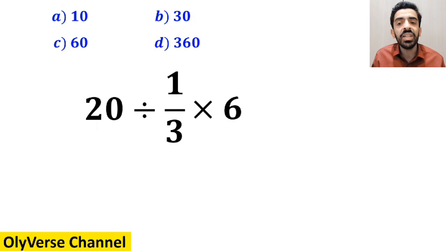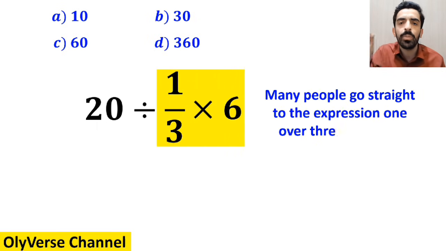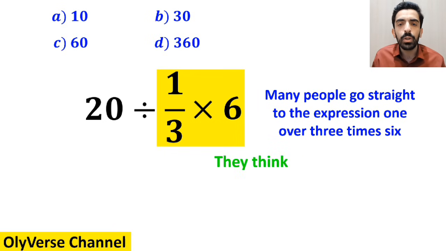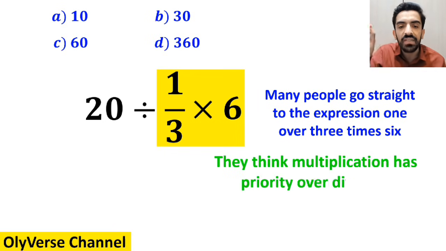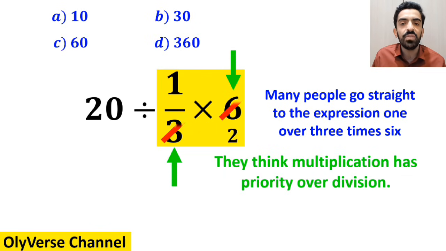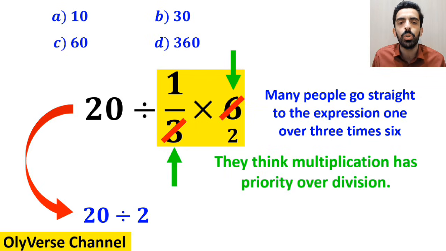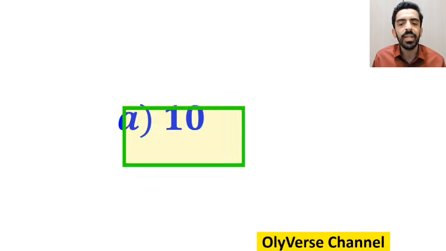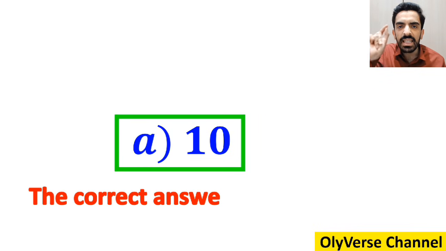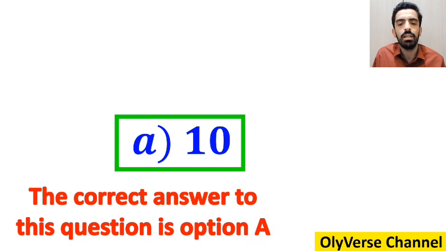At the beginning of solving this question, many people go straight to the expression 1 over 3 multiplied by 6, which I've highlighted in yellow, because they think multiplication has priority over division. And they say it's easy to simplify the 6 with the 3 in the denominator and write this expression as 20 divided by 2, which finally gives them the answer 10. Then, without any hesitation, they immediately say that the correct answer to this question is option A.